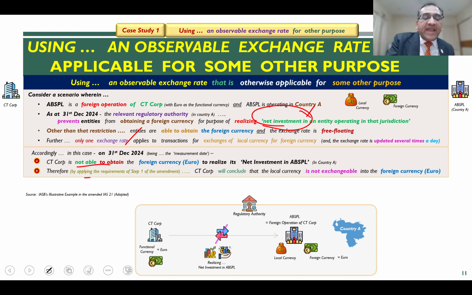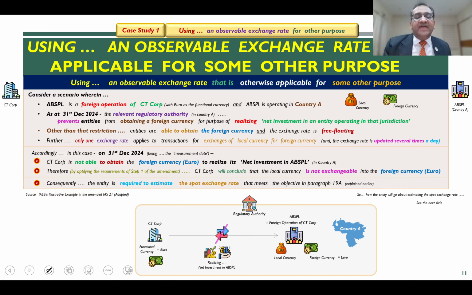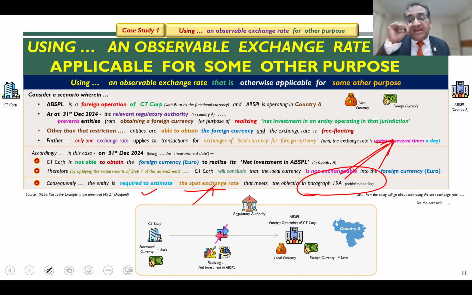Therefore, by applying the requirements of step 1, Citicorp will conclude that the local currency is not exchangeable. Now then what will happen? If it is not exchangeable, you have to estimate by applying step 2. So consequently, the entity is now required to estimate the spot exchange rate, as we just discussed under step 2. Now for that, when you are estimating, don't forget about paragraph 19A, because whichever way you are estimating, that estimated spot exchange rate must be consistent with the requirements and the objective inserted in the newly inserted paragraph 19A.